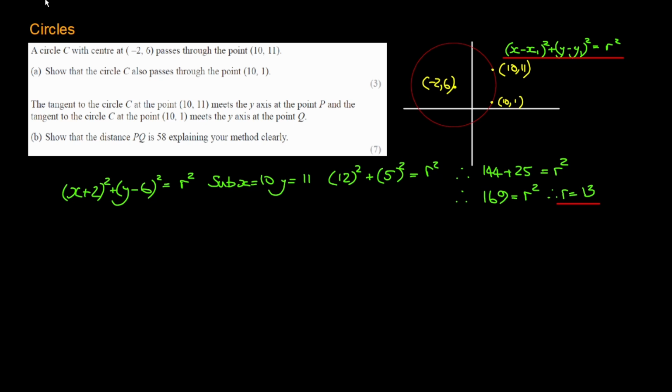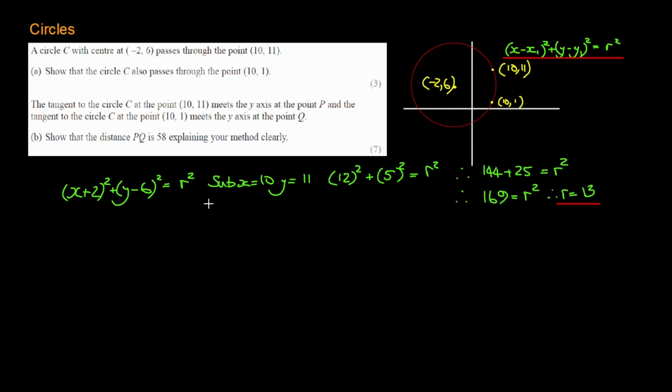Yes, I know plus or minus 13, but because this is a positive diagram, we can reject the negative solution of the square root of r squared. Okay, now that we've got r squared, we can now test the other point they suggest, which is 10, 1.